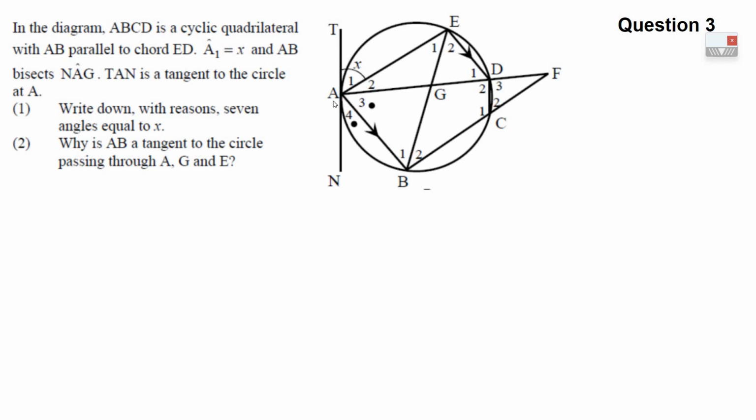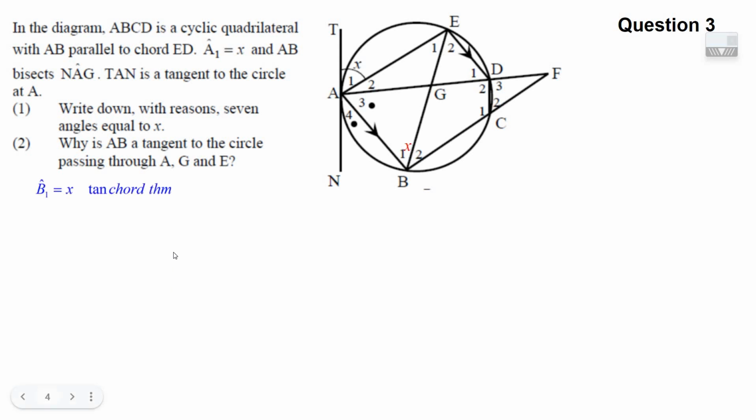Okay. And tangent TAN, that line called TAN, is a tangent to the circle. So we can look for different triangles and use the tan chord theorem. Okay. Write down 7 angles that equal X. Well, you can do them in a different order and in different ways, but here's the order I did them, and I can't even remember, so I'll just press the first one.